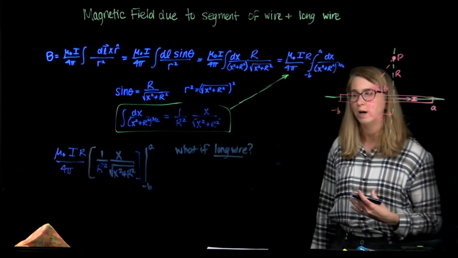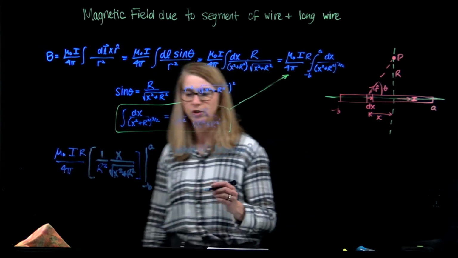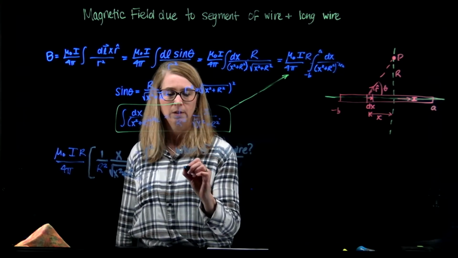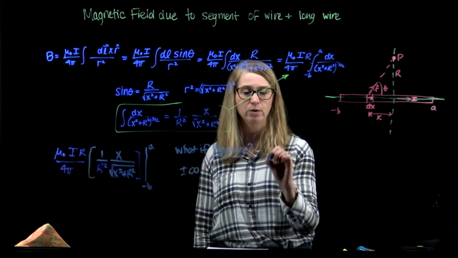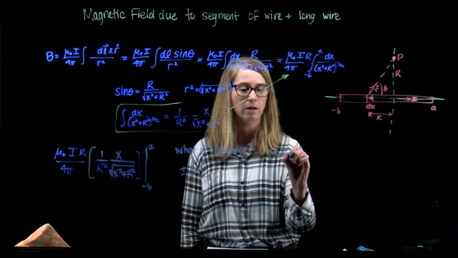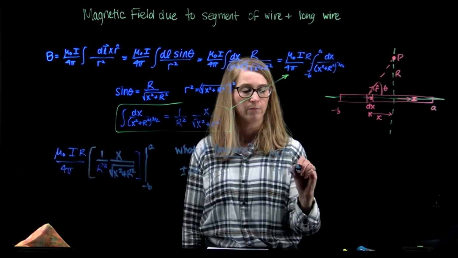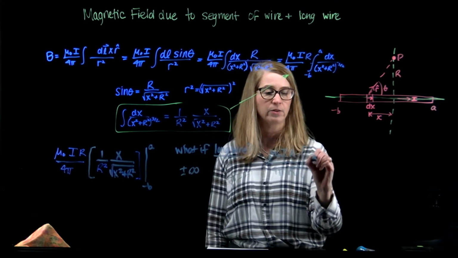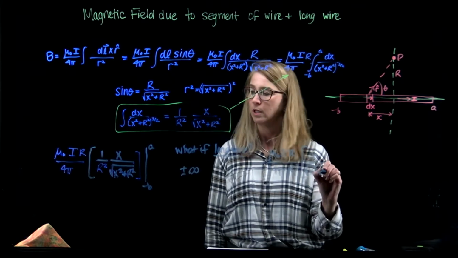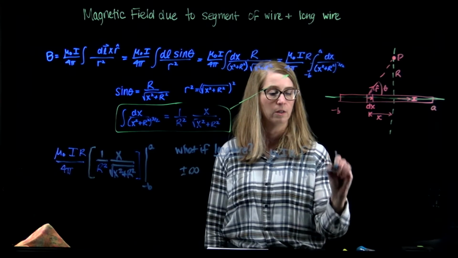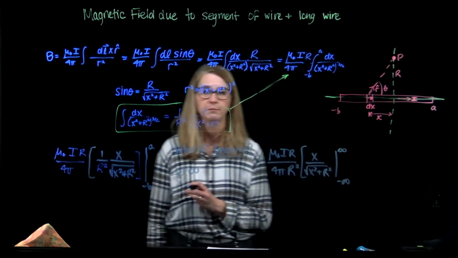If it's a long wire, my limits of a and b can actually change to plus and minus infinity. That is, I could write this as mu naught I r over 4 pi r squared, and then x over the square root of x squared plus r squared, evaluated at minus infinity and plus infinity.